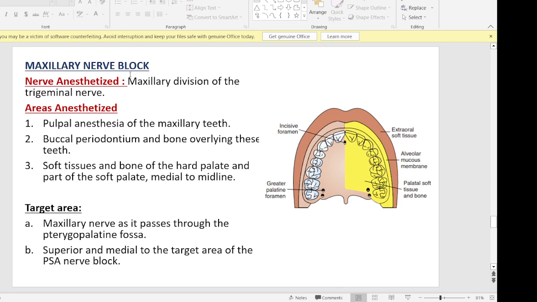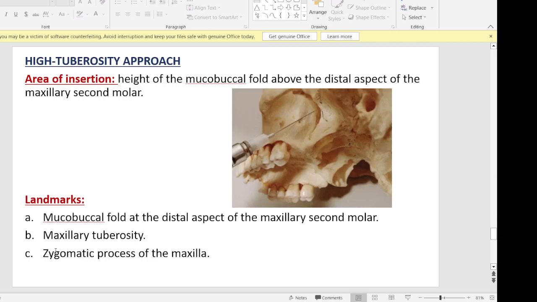Then maxillary nerve block. Nerves anesthetized are the maxillary division of the trigeminal nerve. Areas anesthetized are pulpal anesthesia of the maxillary teeth, buccal periodontium and bone overlying these teeth, soft tissues and bone of the hard palate, and part of the soft palate medial to the midline. Target area is the maxillary nerve, which passes through the pterygopalatine fossa, superior and medial to the target area of the posterior superior alveolar nerve block.